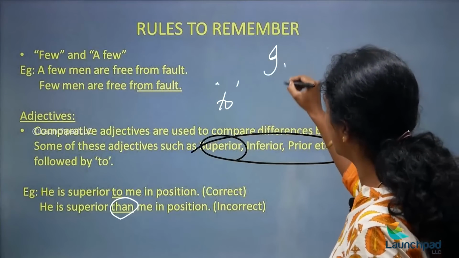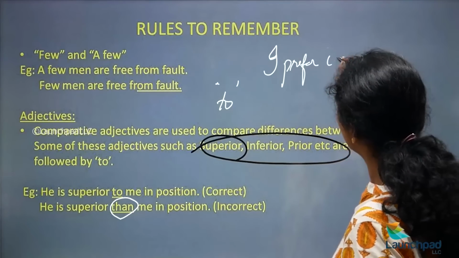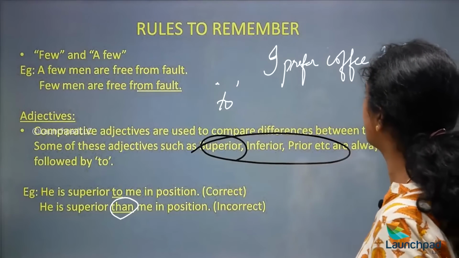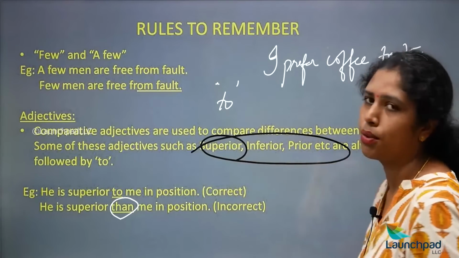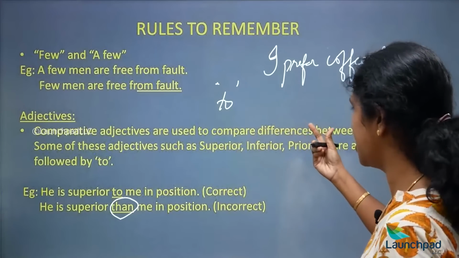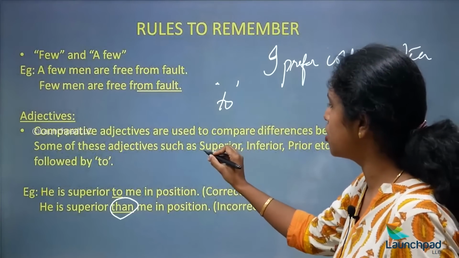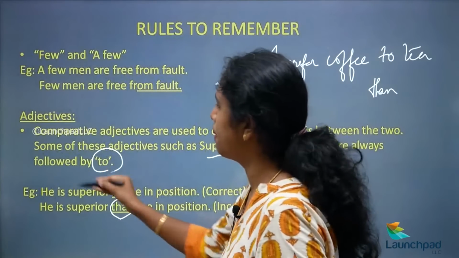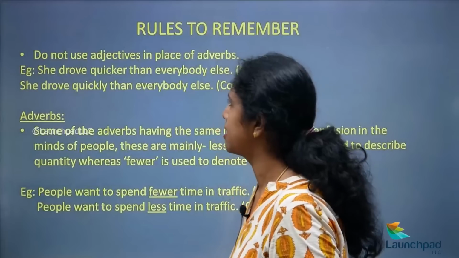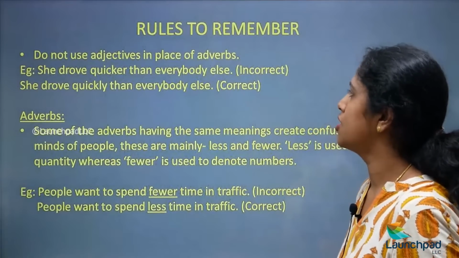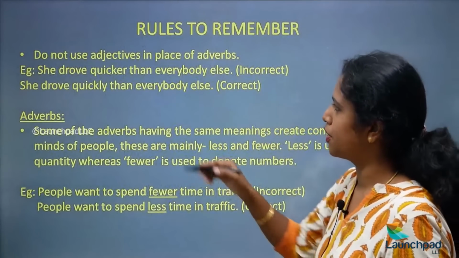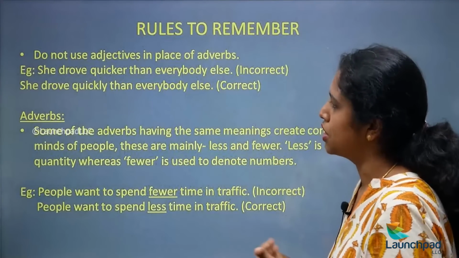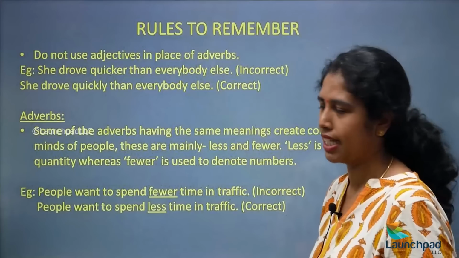For example, I prefer coffee to tea. It is not "I prefer coffee than tea," okay? So, when you're comparing the differences between the two with respect to superior, inferior and prior, you need to see that it is followed by "to," okay? Next. So, do not use adjectives in place of adverbs. Say, for example, "she drove quicker than everybody else." No, "she drove quickly than everybody else," okay?